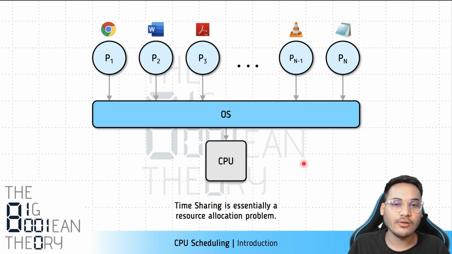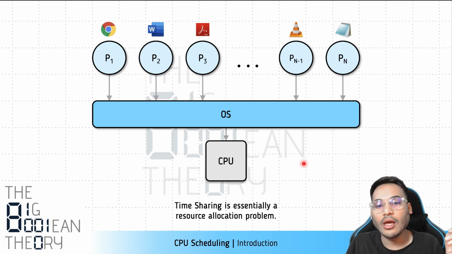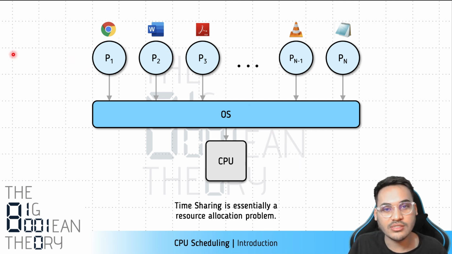If you carefully look at this scenario, what is happening? It is essentially a resource allocation problem. Here we have a resource which is limited in nature, that is the CPU time, right? The resource that we are concerned about is CPU time. And then apart from the resource, we have several entities that want to use this resource, and these entities are the processes, right?